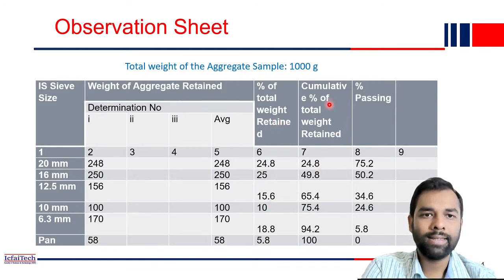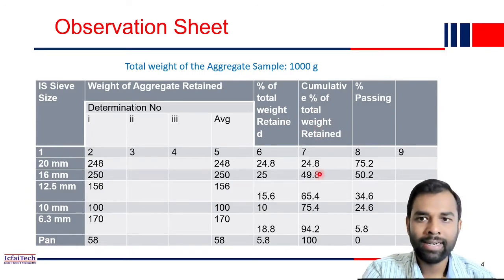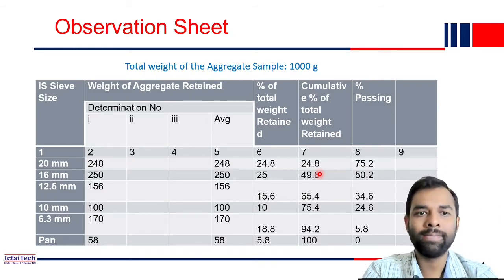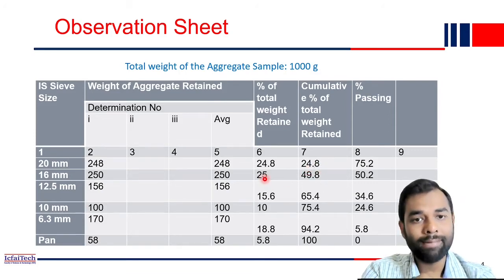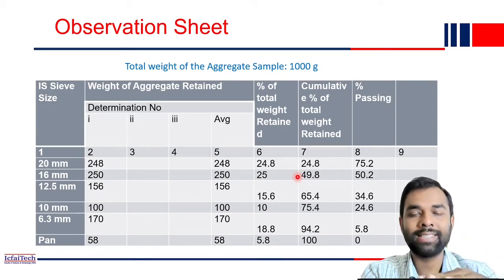Next, in this column, that is cumulative percentage of total weight retained. Cumulative means total how much is retained in the 20, and total how much is retained, all above the 16. Like that, cumulative we are finding out. The 20 is the first one, so it is 24.8, the same. But at the 16 sieve it will be cumulative: the 20 retained 24.8% and the 16 retained 25. So we have to add both, and that is the total percentage of aggregate retained at the top level, I mean at the 16 level.